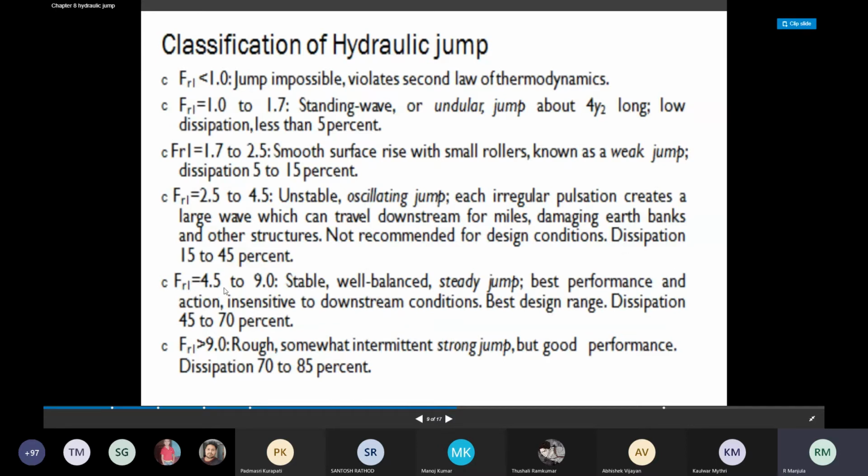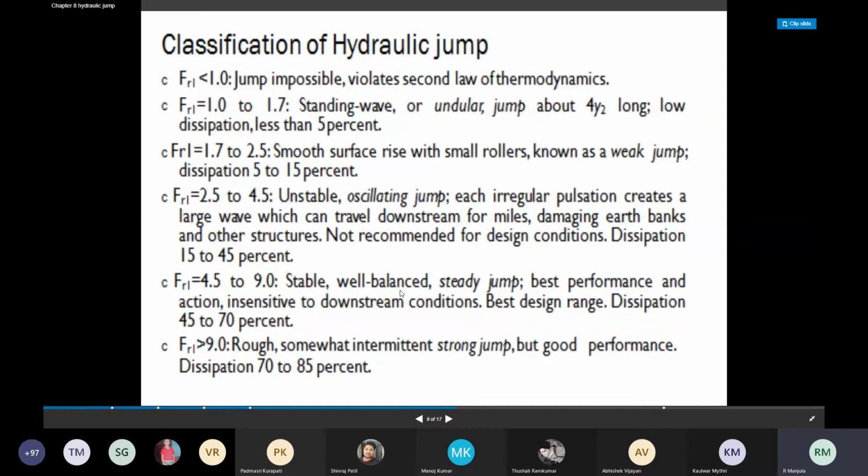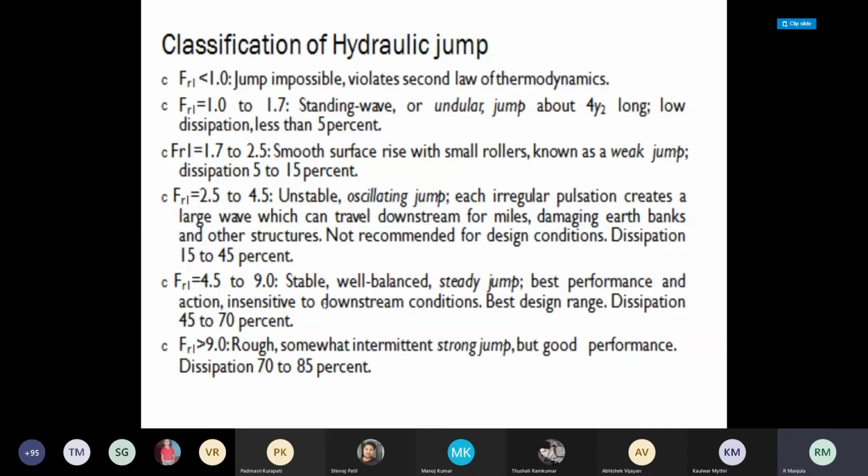When the Froude number is 4.5 to 9, you can see a stable, well balanced, steady jump. When it is 4.5 to 9, you can see a steady jump, and the performance as well as the action is best. Whatever the downstream conditions may be, the performance of energy dissipation is high, with 45 to 70% dissipation, and it is not affecting the downstream conditions or the earthen bed materials on the downstream side. Hence we can call it a stable jump.